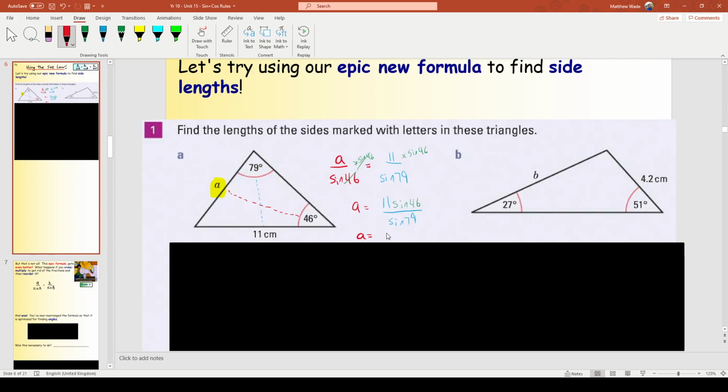Cool. So here was what we got. 11 sine 46 over sine 79. I got 8.06, and I hope that that's what you got too. 8.06.